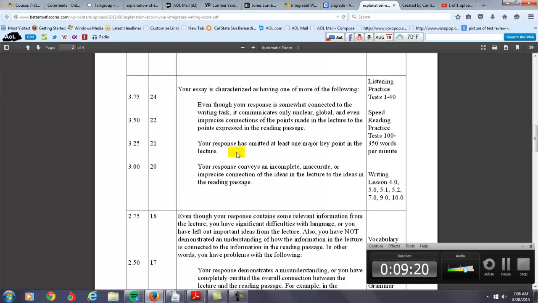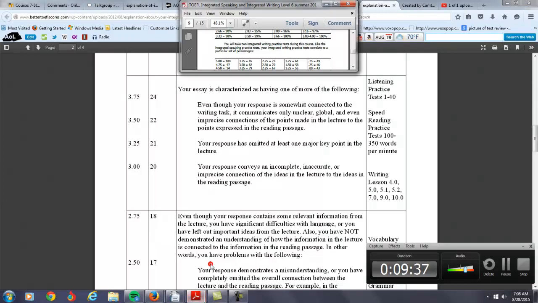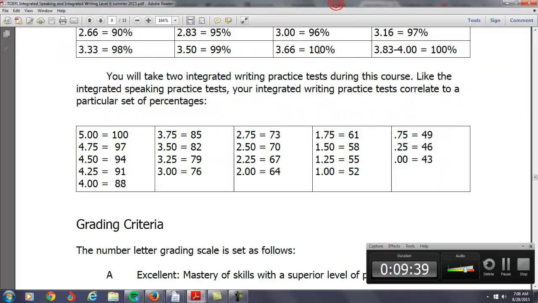Alright, so let's go back to the score here. I'm going to put you in the 3 range. I'm going to put you at about 3.25 out of 5, or 21 points out of 30 on this particular practice test. Now, for the purposes of our class, if we look at the syllabus, you have a 3.25. That's going to put you at 79% on this assignment.